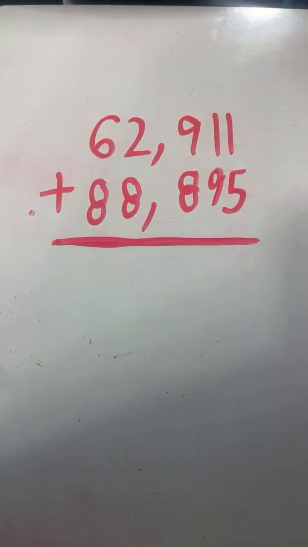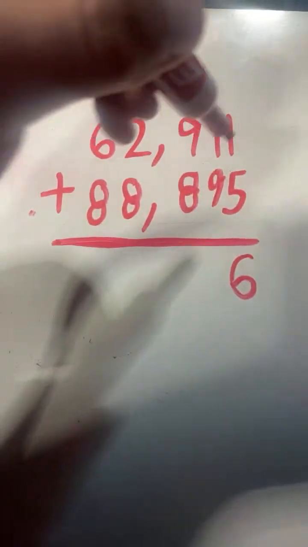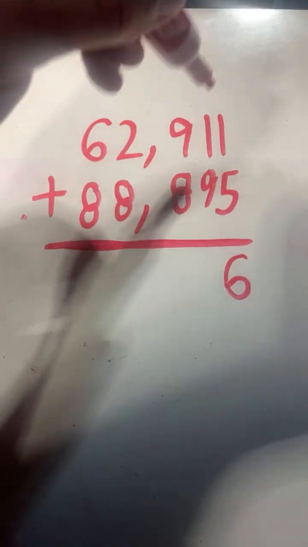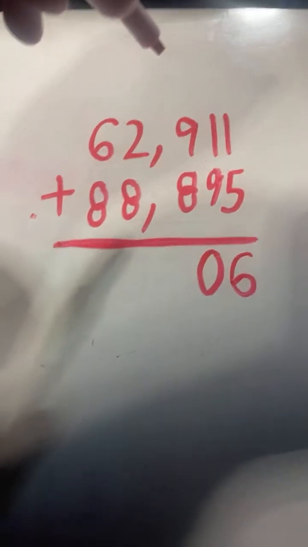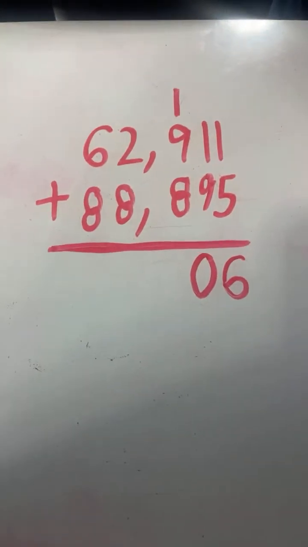So we are starting in the ones place with the digits all the way to the right as usual. 1 plus 5 equals 6. No regrouping needed because our sum is less than 10. 1 plus 9 equals 10. Regrouping is needed in the tens place. The 0 in 10 goes in the tens place. The 1 gets carried over to the hundreds place.